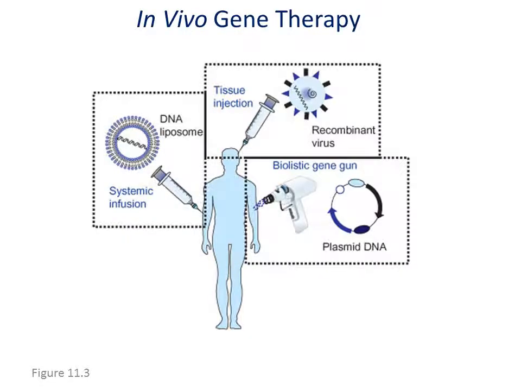Some of the different ways in which in vivo gene therapy is done is by injecting the vehicle with the appropriate DNA directly into the tissue. You can also introduce it into the blood or the lymph system. Lastly, you can use something like a biolistic gene gun, which we discussed when we talked about genetically modified foods. These can be used for human patients as well, in which you directly introduce the gene of interest, which has been inserted into plasmid DNA.